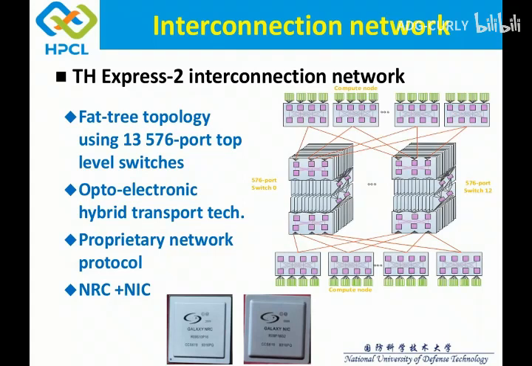Now for the interconnect between these processors. This interconnect is based on something called a fat tree topology. Later on in a different lecture, we'll talk about what this topology is. But basically, there are 13 cabinets to do the interconnect for the Tianhe computer. Each of these cabinets uses a fat tree topology, and it has 576 ports. And it uses a proprietary communication protocol.